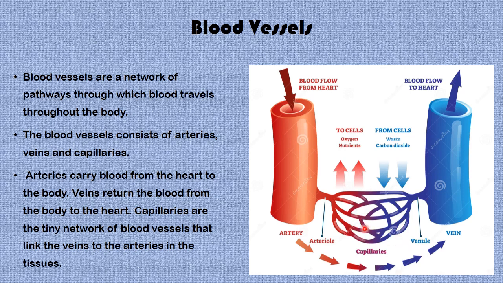So we have the capillaries, which is a network between the artery and the vein right here. The blue color shows that the vein carries deoxygenated blood, while the red color shows that the blood from the heart is oxygenated.